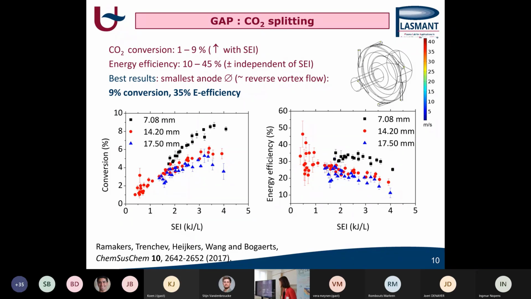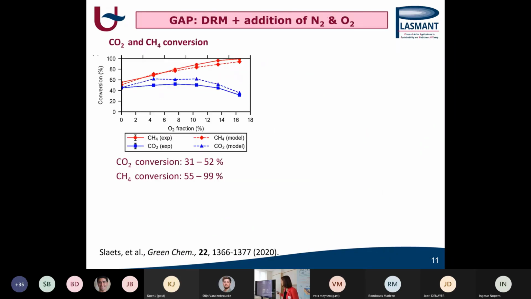That is actually what we found out by modeling, and that was also backed up by experiments. This is a result in that same reactor for dry reforming, where we found that upon addition of nitrogen and oxygen, so we could mimic more real gas effluents, the conversion was actually improved. So we see that the CO2 conversion was around 30 to 52%, and the methane conversion was up to 99%.